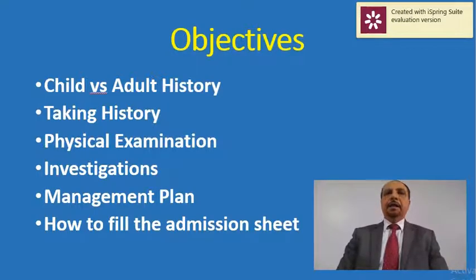The objectives for this lecture: by the end of this lecture, each student will know the difference between taking the history for the child or for the adult patient. Again, every student will know how to take the history, how to do physical examination, how to write the investigations and management plan, and he will plot and write all these things in the admission sheet.